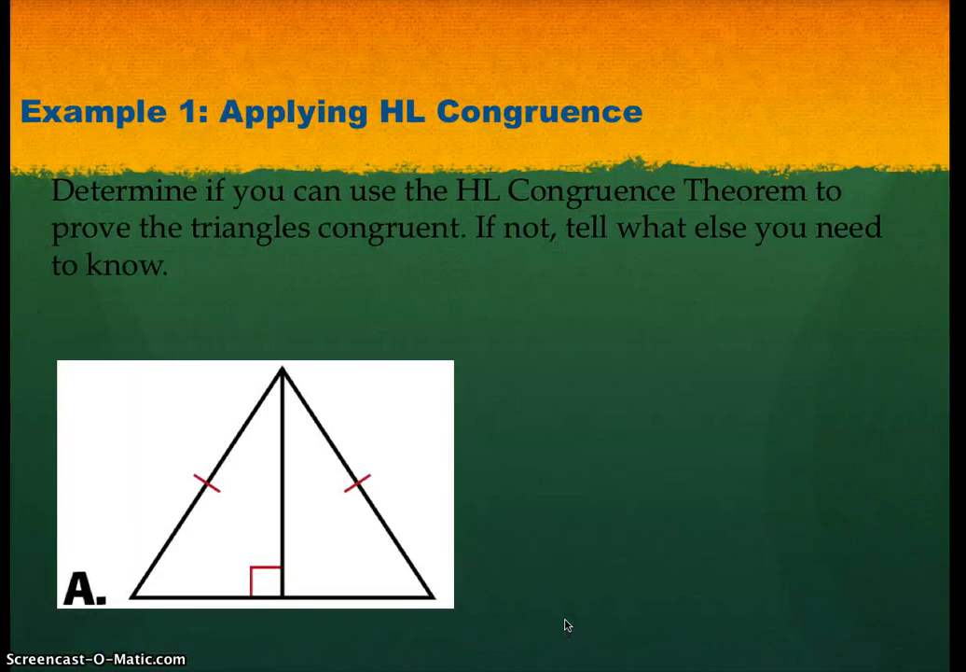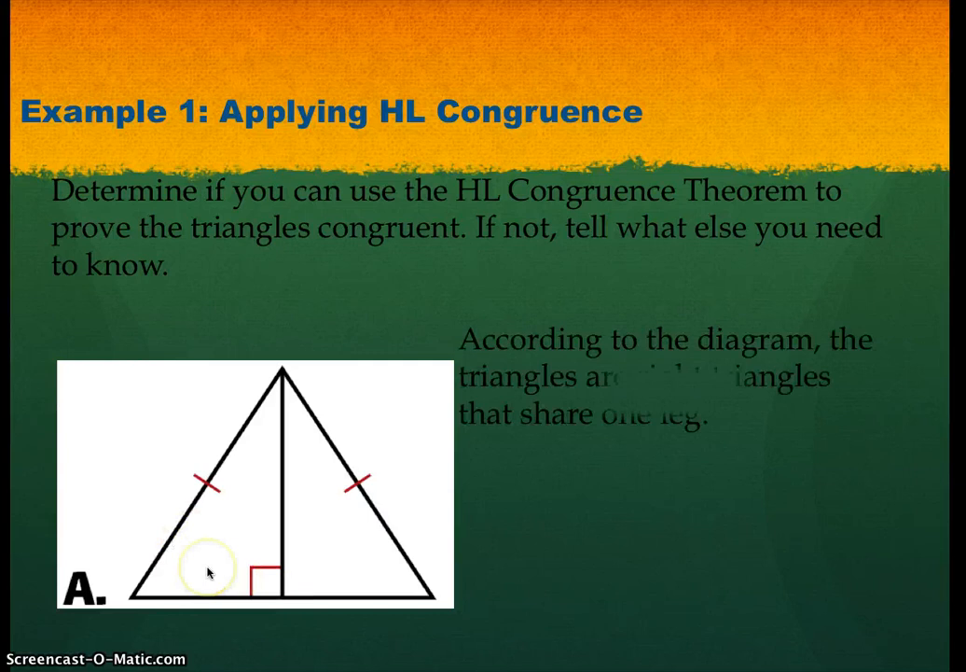Okay, so let's see if we can apply this and determine whether or not these two triangles are congruent using HL. When I look at this picture, I can see that in order for HL congruence to work, three things have to happen. One, it has to be a right triangle. Two, the hypotenuses have to be equal. And three, the leg has to be equal.